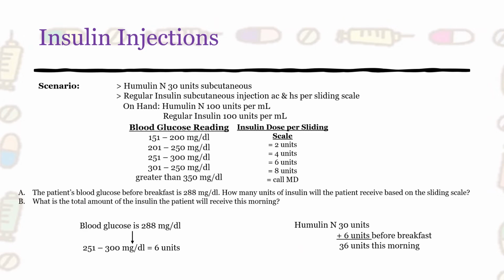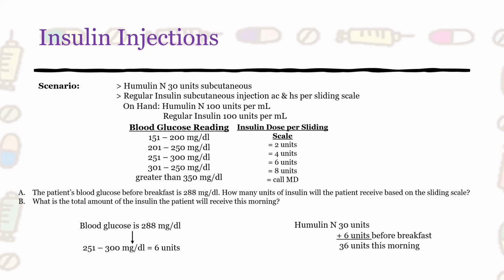Insulin injections scenario. Humulin N 30 units subcutaneous, regular insulin subcutaneous injection AC and HS per sliding scale. On hand, Humulin N 100 units per mL, regular insulin 100 units per mL. This slide presents various blood glucose readings and the insulin dose to be given as per sliding scale.